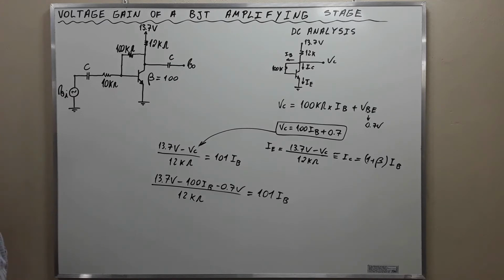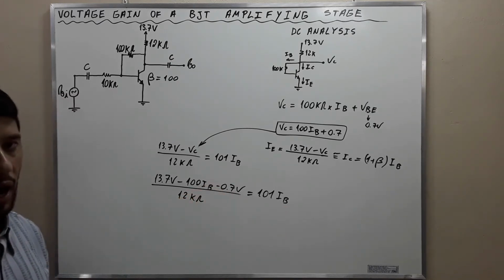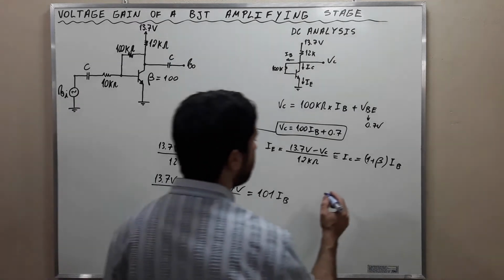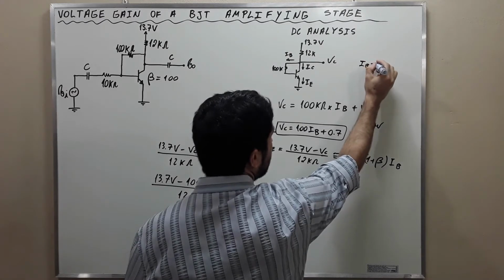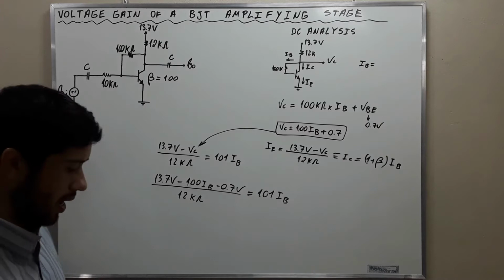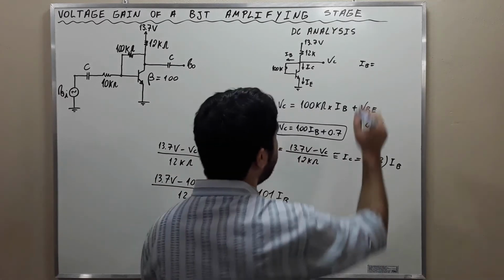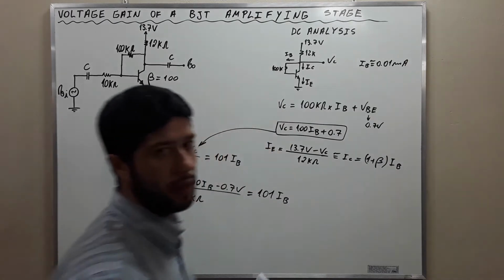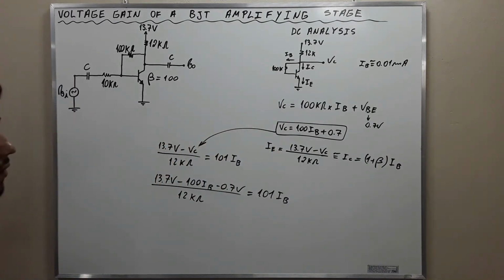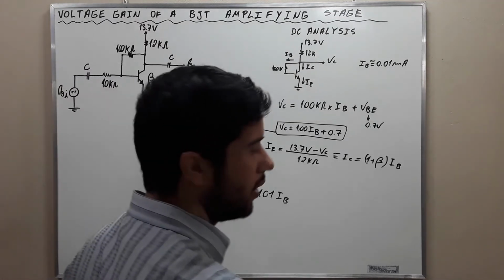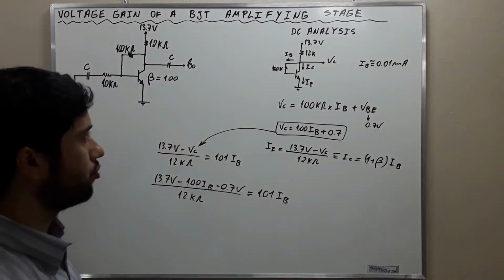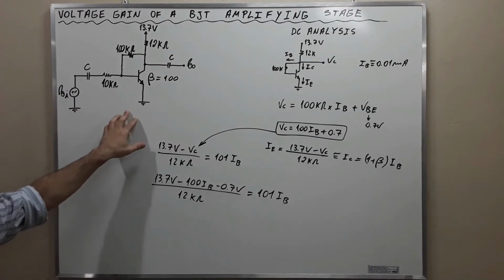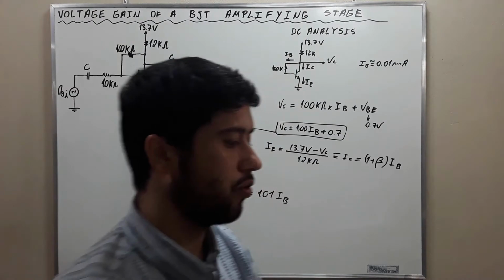Okay? The only variable here is IB. Simple algebra, developing this, we find that IB, I'm gonna put it here, because we wanna keep it, IB is approximately equal to 0.01 milliamperes. All right, this is the result of the DC analysis. Now we are going to go to the small signal analysis. The small signal analysis is going to be the conversion of this into its small signal model. Let's do this conversion.